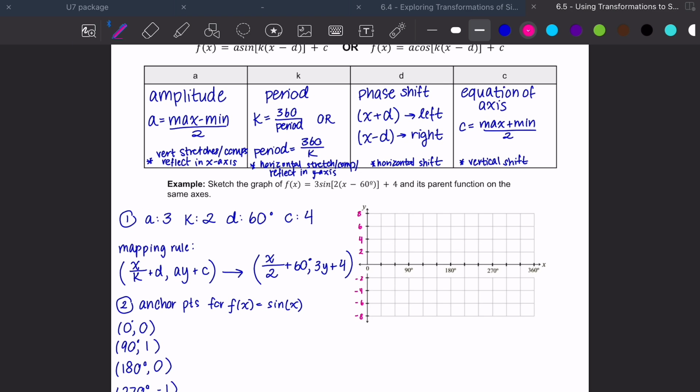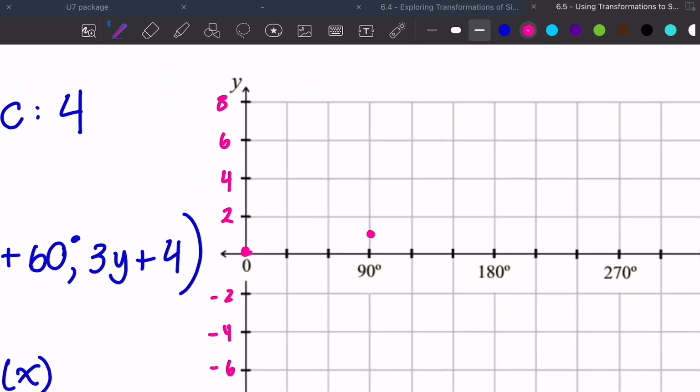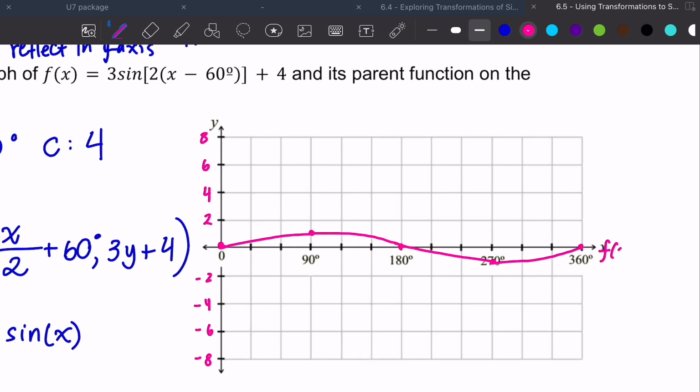So, okay, you're going to see that this is going to be a very wide parent function just because of the scale. So again, 0, 0. At 90 degrees, I'm at 1, so I'll be halfway here. 180, I'm back to 0. 270, I'm at -1. So again, I'm at that halfway mark on the square. And 360, I'm back at 0. So you can see this is a very stretched out version of sine of x. Right, so that's your parent.